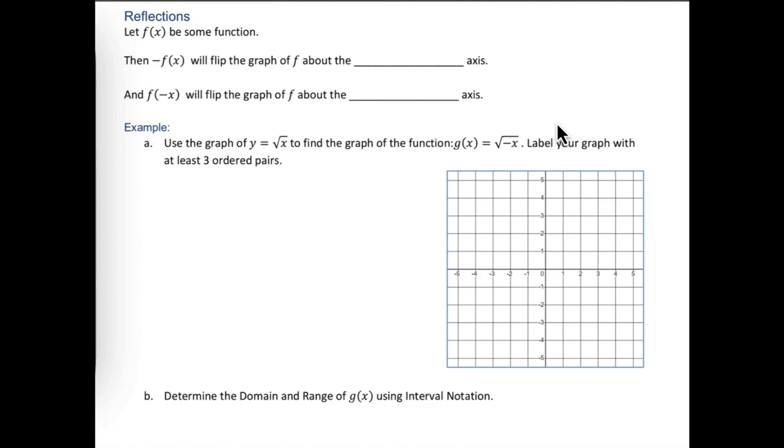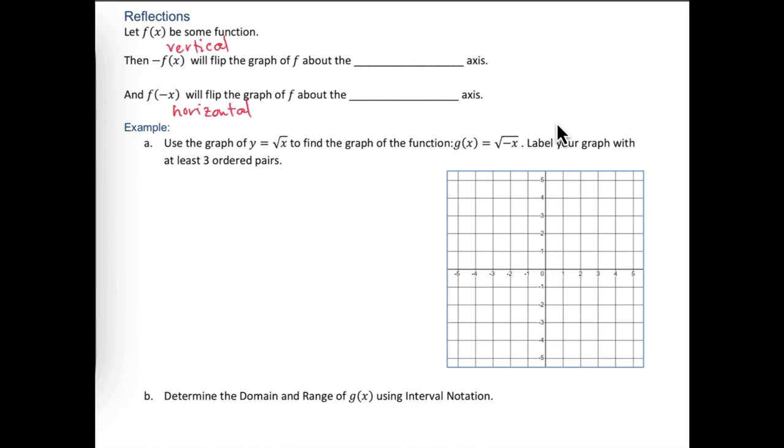Now we're going to talk about reflections. Reflections occur when I have a multiplier of a -1 either multiplied on the outside of our function or multiplied on the inside of the function. And to keep with our same kind of analogy that we've been working with before, anything that happens on the outside is going to translate to a vertical flip, and anything that happens on the inside, we're going to translate that as a horizontal flip.